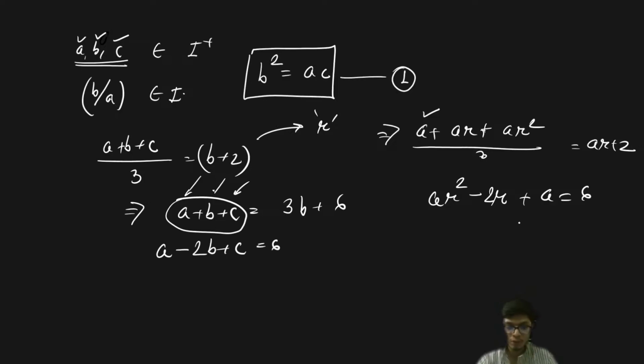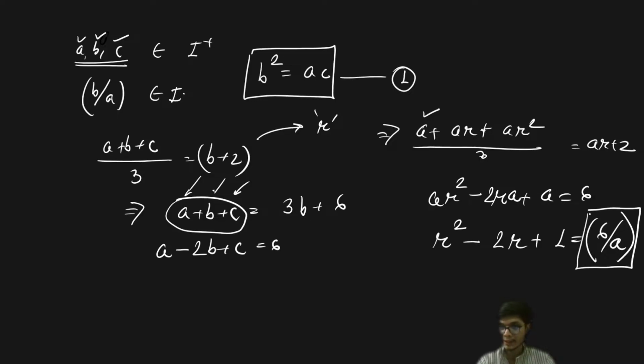Now I can take a as common, and then write this expression as a times r squared minus 2r plus 1, which is equal to 6, so r squared minus 2r plus 1 is equal to 6 upon a. Now since a is an integer, 6 upon a is also going to be an integer. So this r minus 1 whole squared should be an integer, which is given as 6 upon a.